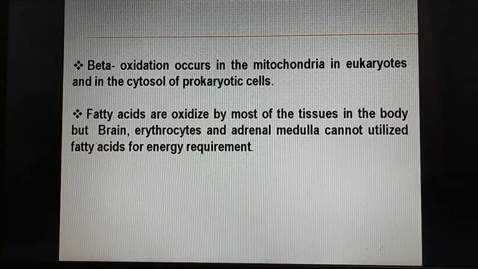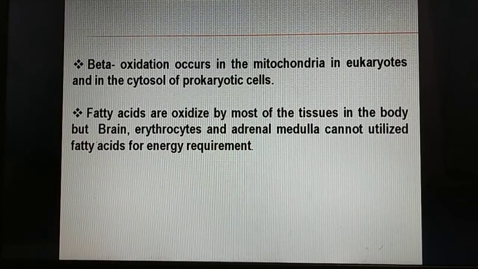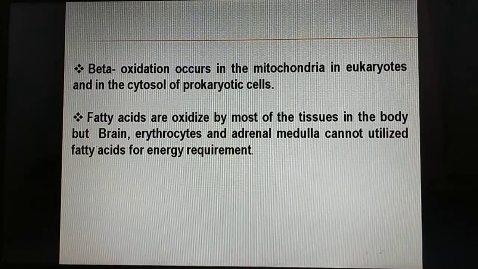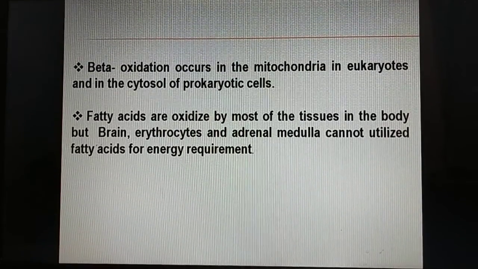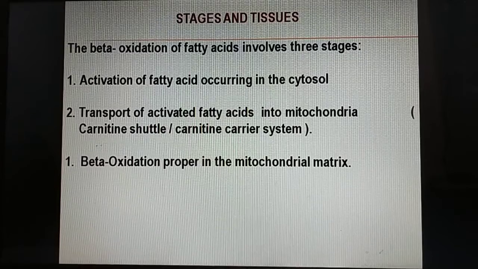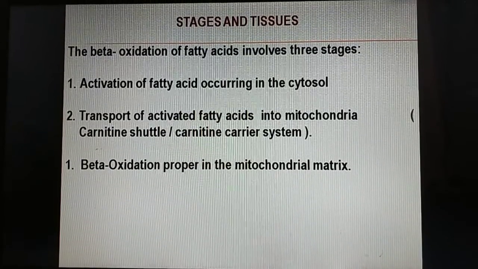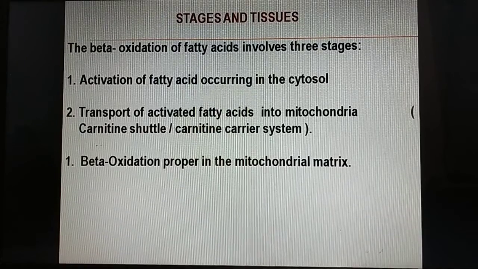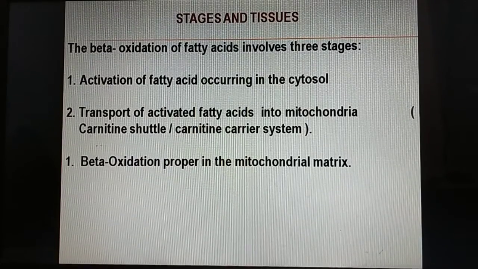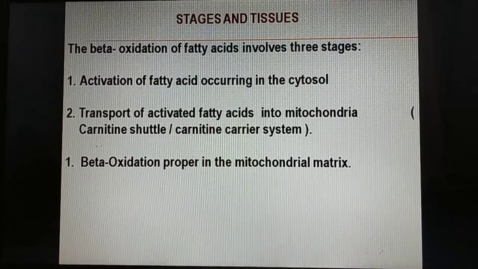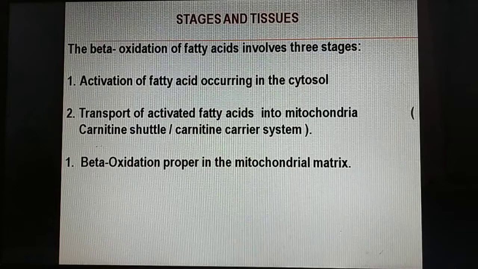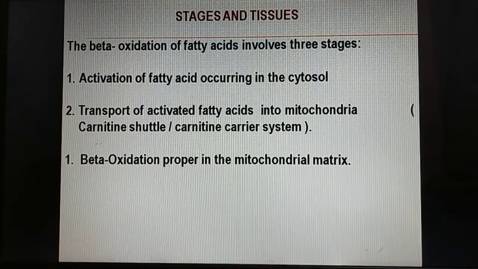Fatty acids are oxidized by most of the tissues in the body, but the brain, erythrocytes and adrenal medulla cannot utilize fatty acids for energy requirement. Stages and tissues. The beta oxidation of fatty acids involves three stages. Number one, activation of fatty acids occurring in the cytosol. Number two, transport of activated fatty acids into mitochondria, conducted by the carnitine shuttle or carnitine carrier system. And number three, beta oxidation proper in the mitochondrial matrix.